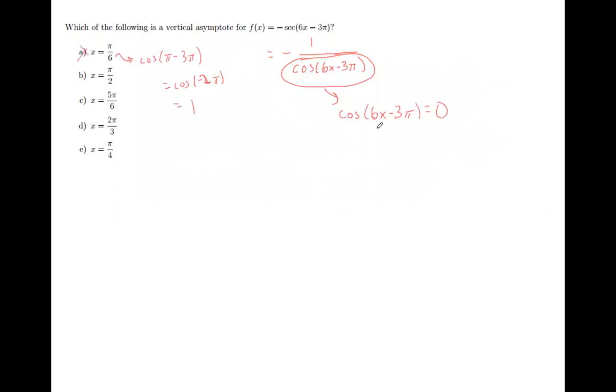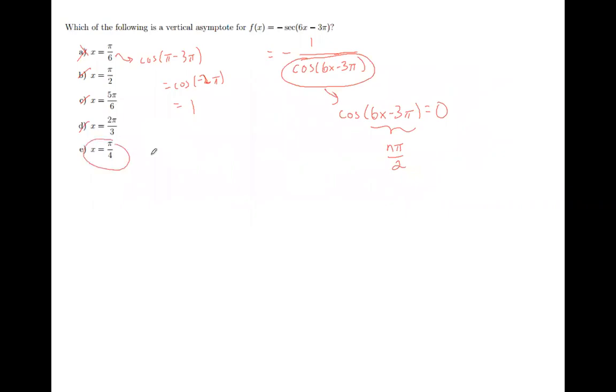But if we think about it, for cosine to be 0, we need 6x minus 3 pi to be some multiple of pi over 2. We need it to be on the y-axis. Therefore, we need 6x to have a denominator of 2, like a pi over 2, so that when we subtract the 3 pi, we still get a pi over 2. For choices B, C, and D, 6x is going to be a whole number multiple of pi, because it's going to cancel out the denominator of 2, 6, and 3.